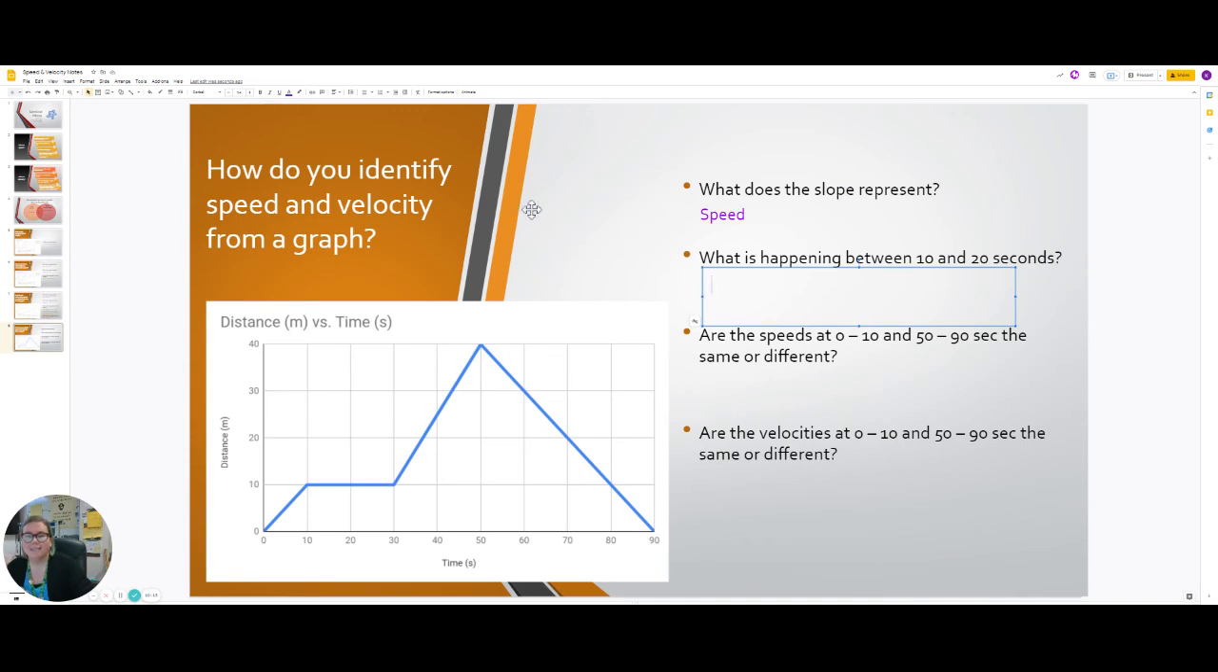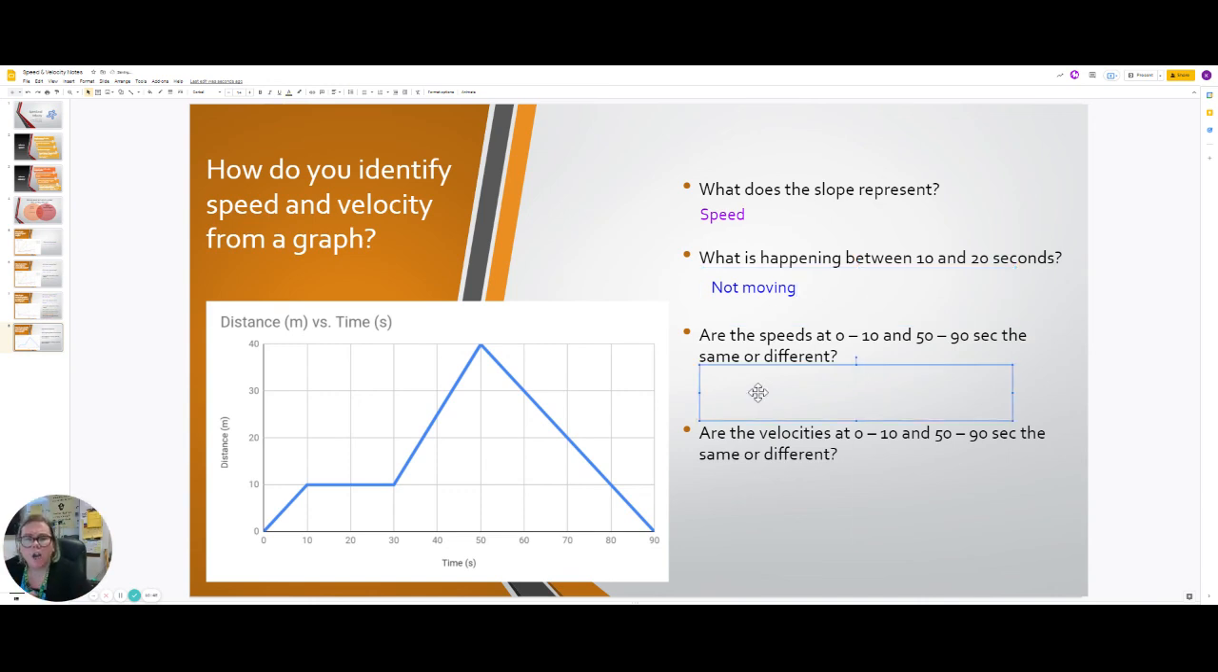So now looking at this example, what is happening between 10 and 20 seconds? So remember, time is down here on our x-axis. So I'm going to find 10 and 20. So looking at it, it's sitting at 10 meters for both 10 and 20 seconds. So what do you think is happening? They're not moving, right? If the distance isn't changing over a period of time, or we got that flat line, it's got no slope, means it's got no speed or velocity, so it's not moving.